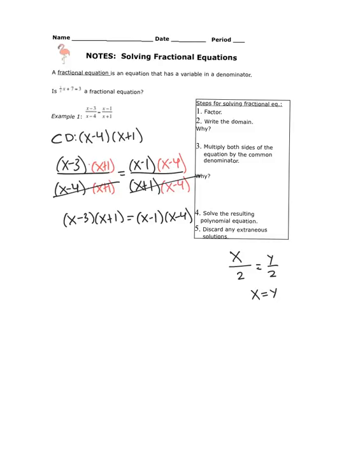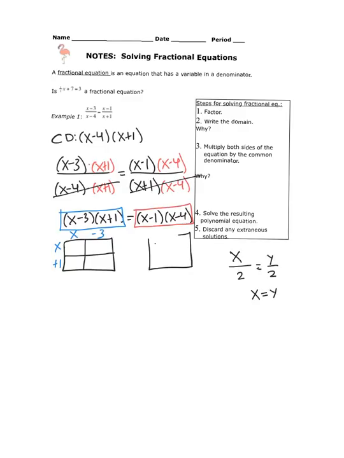So I'm going to do box method twice. If you like to FOIL, you can do that as well. I'm going to multiply this together. So we've got x minus 3 times x plus 1. And I'm going to multiply this together. So we've got x minus 1 times x minus 4. Just write that in red. X minus 1, x minus 4.